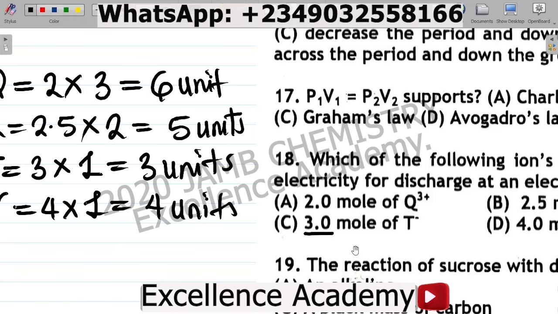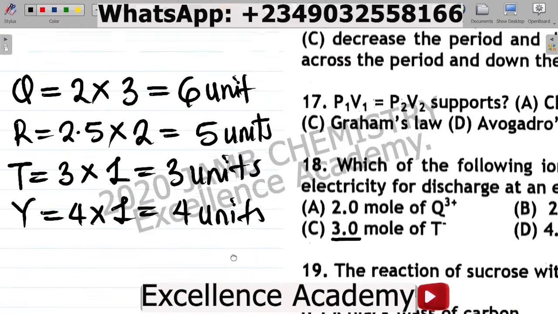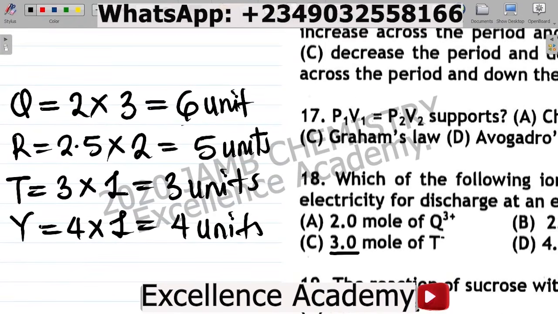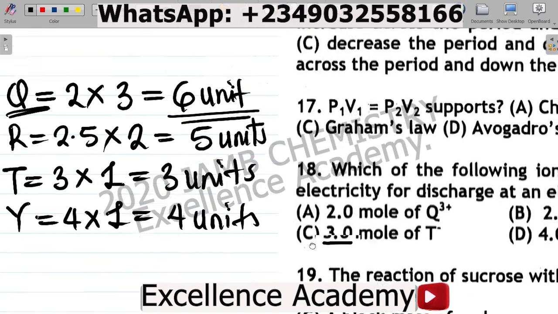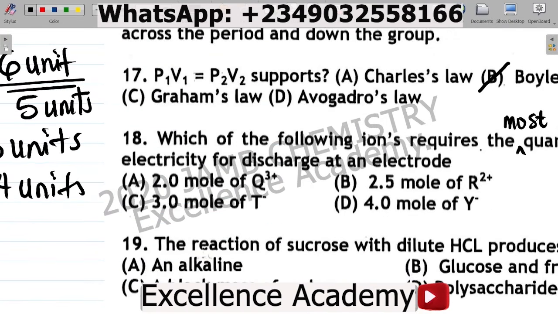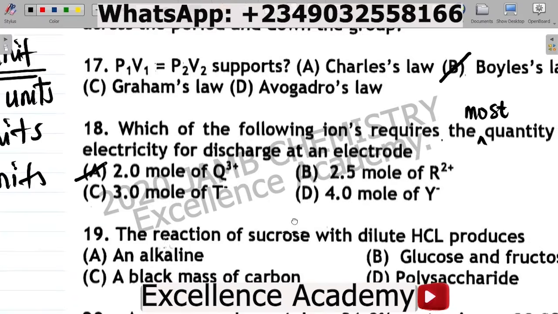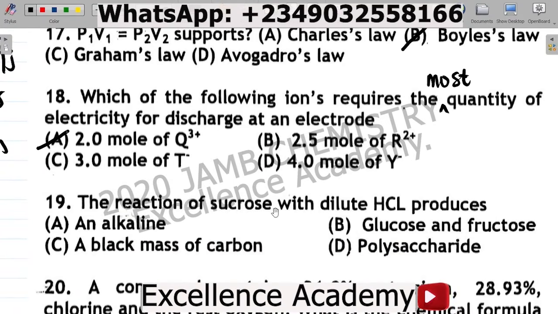So which of these needs the most quantity of electricity? Obviously, you have 6 units from Q. That's your correct answer. The answer there is A, 2.0 moles of Q ion 3 plus. That's it. That's how you solve this question.